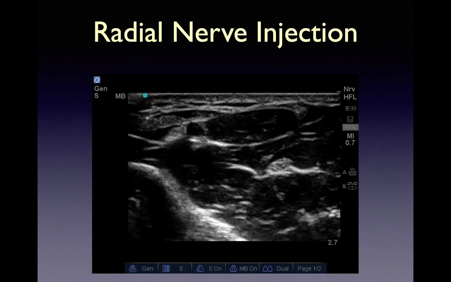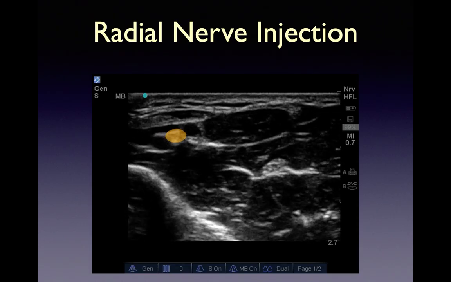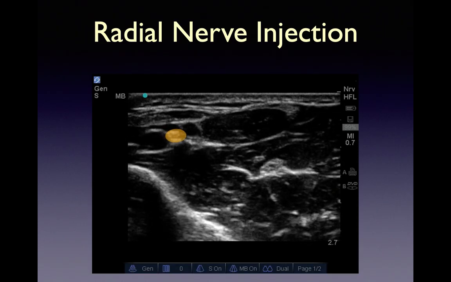Here the radial nerve is highlighted in yellow and is being anesthetized under ultrasound guidance from the indicator side of the probe, or the left of the screen. The anesthetic is labeled here in blue.